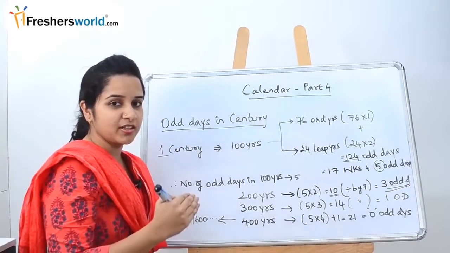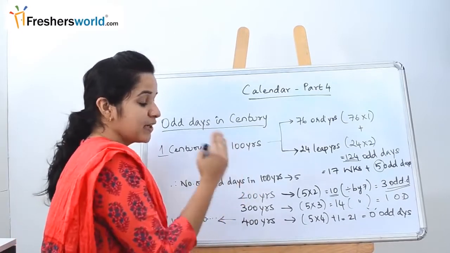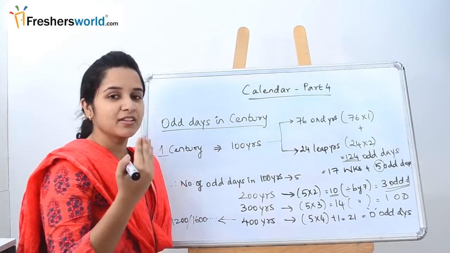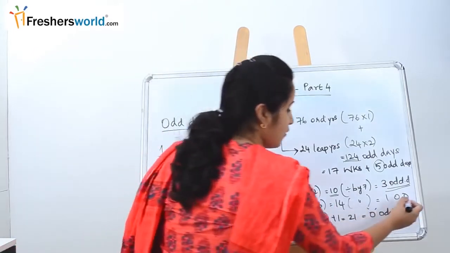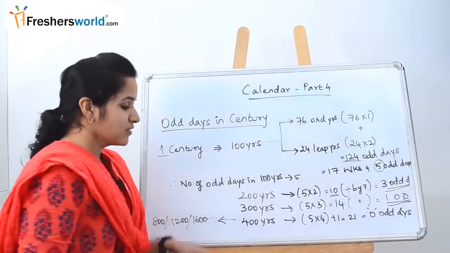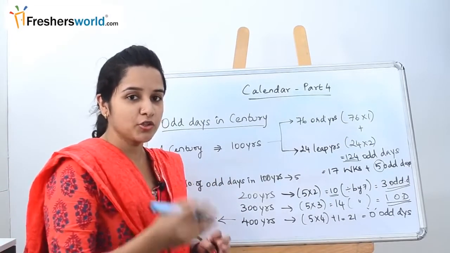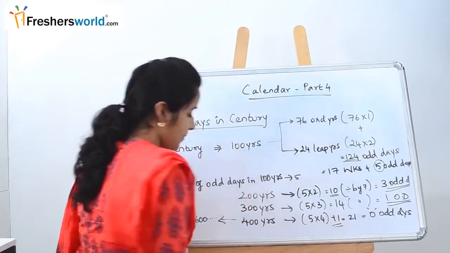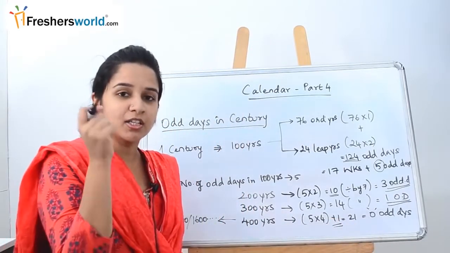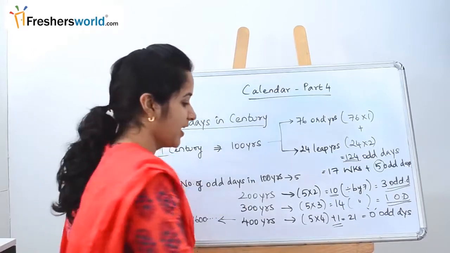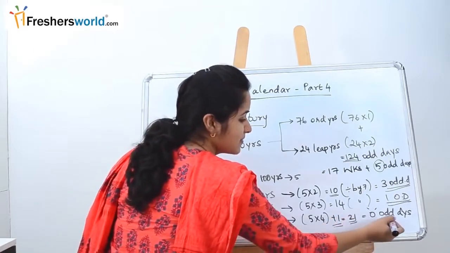Similarly, we are going to do it for 300 years. We multiply 5 into 3, which is nothing but 15, divided by 7. So the remainder is 1. So in 300 years, we have 1 odd day. In case of 400 years, as usual we multiply by 4, so 5 into 4, plus 1. Why is there a plus 1 here? Because every 400 years that particular year will also be a leap year. So we add this extra 1 odd day, so it becomes 21, which means 0 odd days.